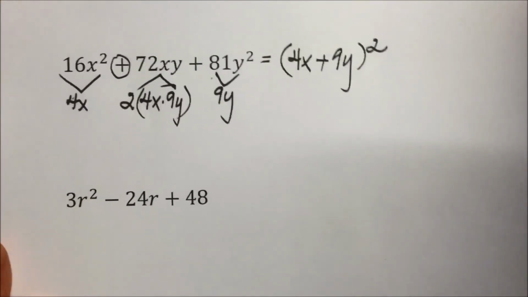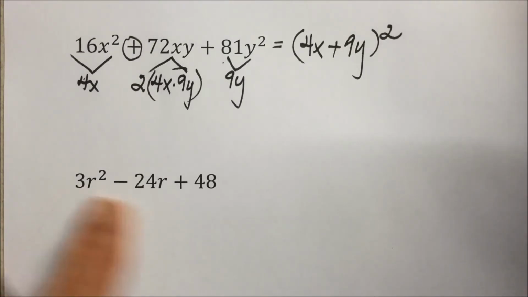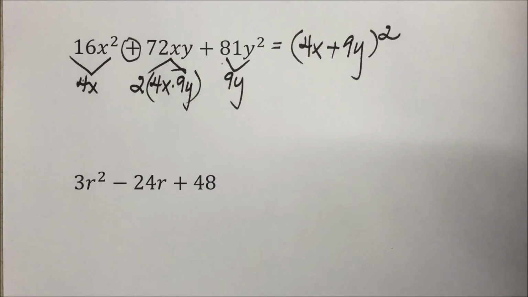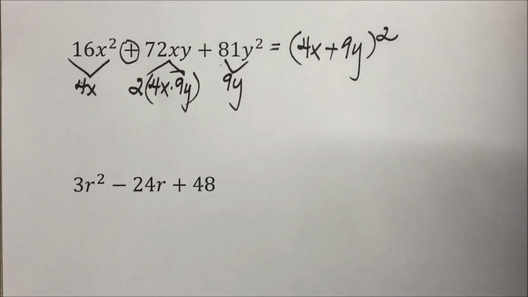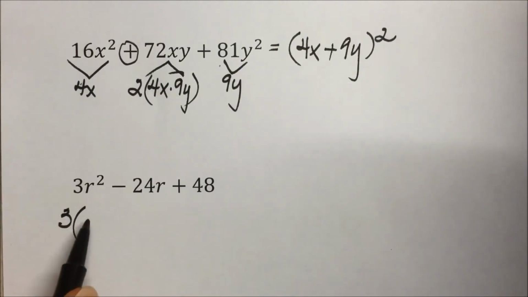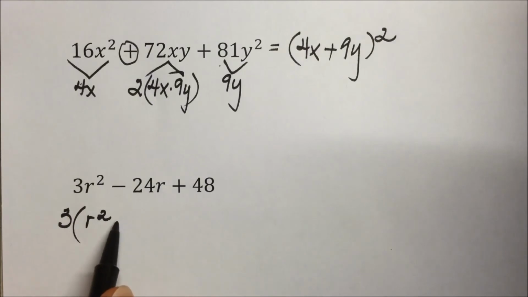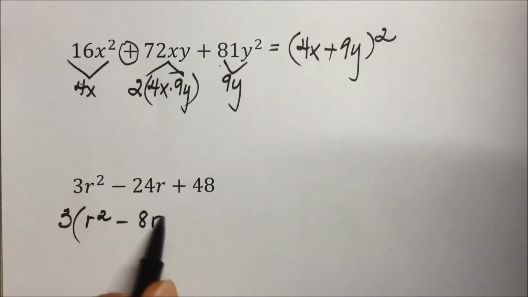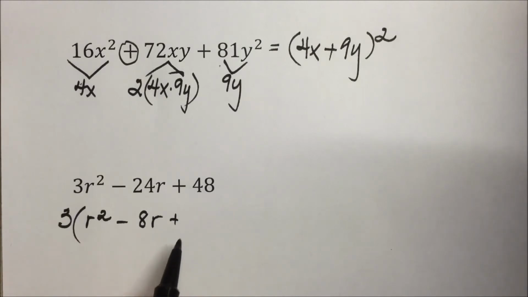In this next example, we don't recognize 3 or 48 as a perfect square, and they aren't, as a matter of fact. 3 is a prime number with the only factors of itself and 1, which leads us to perhaps a common factor that we should be looking at initially. The greatest common factor is 3, so every term will be divided by 3 to factor it out. 3r squared divided by 3 is r squared. 24 divided by 3 with the same sign is an 8r. And 48 divided by 3 leaves us with a 16.